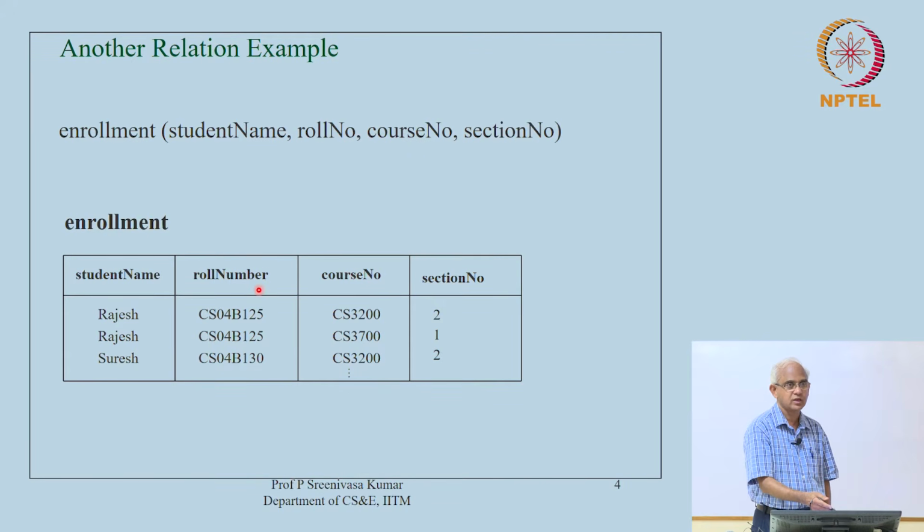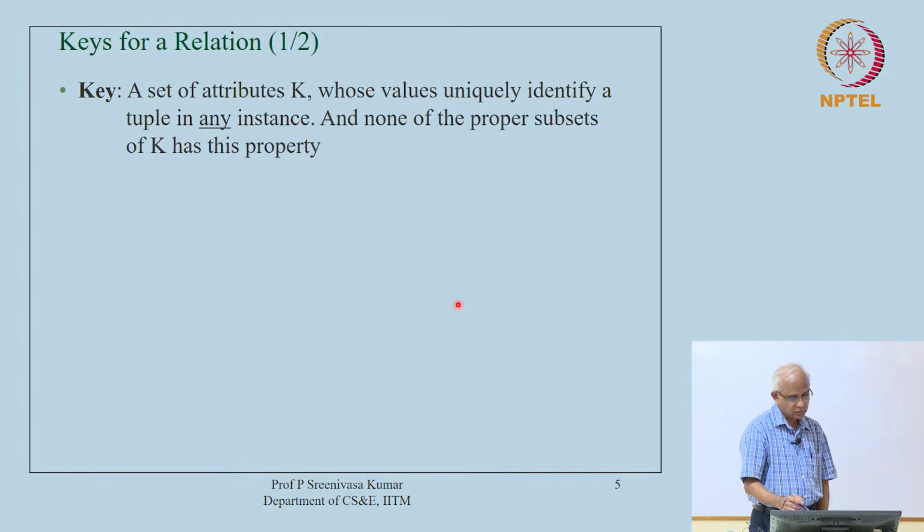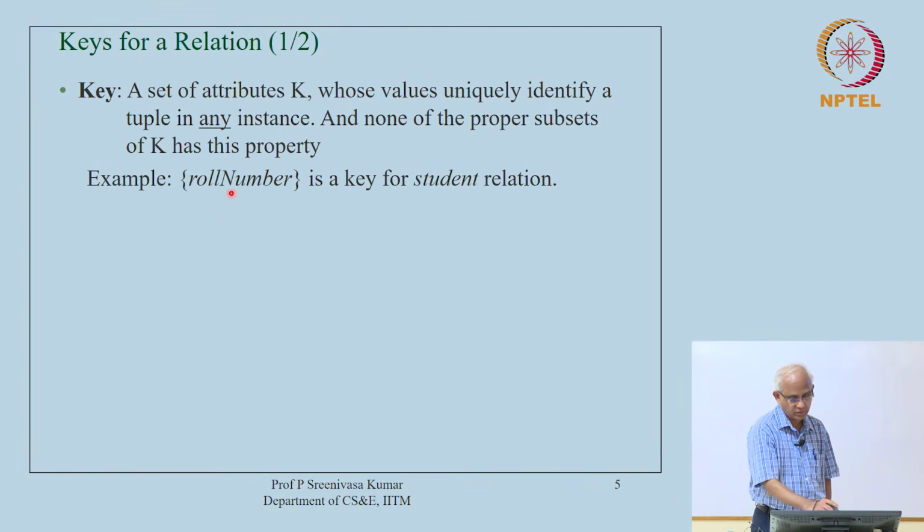In this particular relation scheme, roll number is not a key, because roll number cannot identify a row uniquely. There are people who are doing multiple courses, and so roll number gets repeated in multiple rows, and so you cannot do that. So, you can see that actually roll number along with course number would serve as a key in this particular relation.